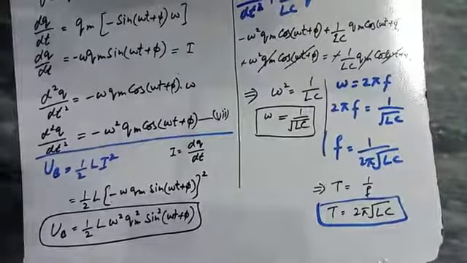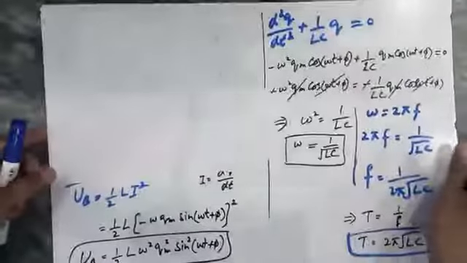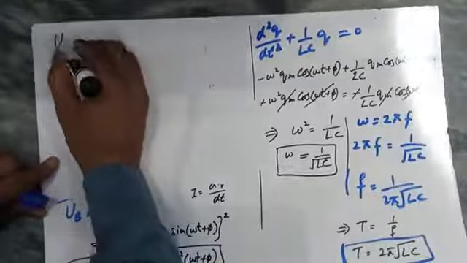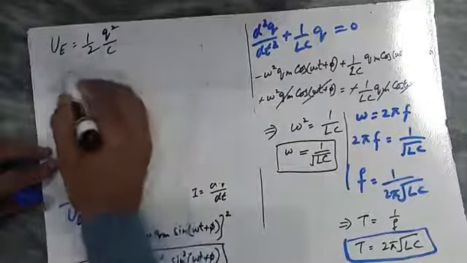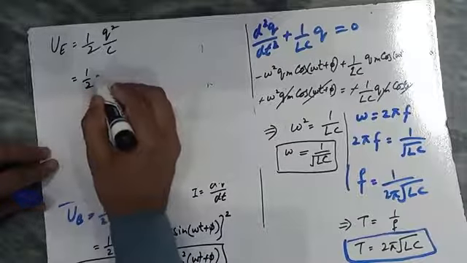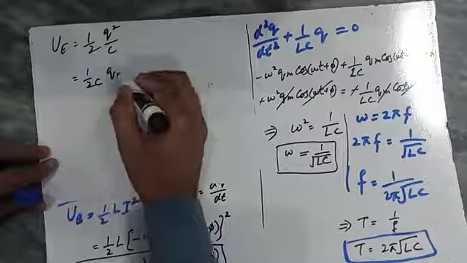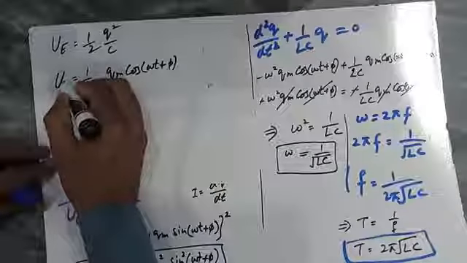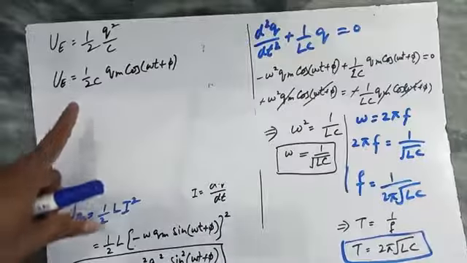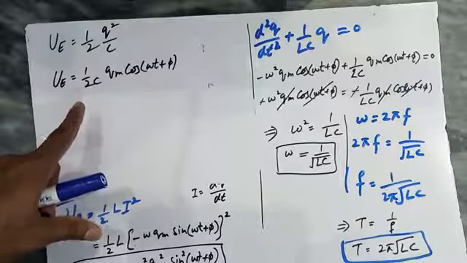The electric energy at any instant of time is given as, for electric energy I can write this equation as half q square over c. So putting the value of q, 1 over 2c, and the value of q is calculated as in equation 6, qm cos(omega t plus phi). This is electric energy at any instant in an LC oscillator.